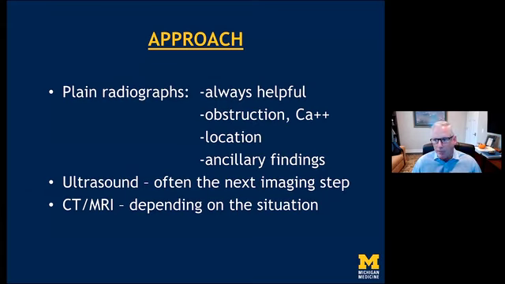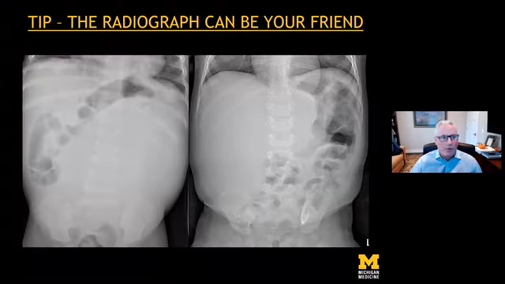In pediatric imaging, as you are all aware, because of portability, lack of ionizing radiation, and its high spatial resolution in small patients, ultrasound is almost always our next imaging step. Once the ultrasound is done and determines that there is a mass, then the key is, well, are we going to go to CT or MRI? And there's always a conversation that occurs with regards to that, and we're going to go over that a little bit more. So our first tip, the radiograph can be your friend.